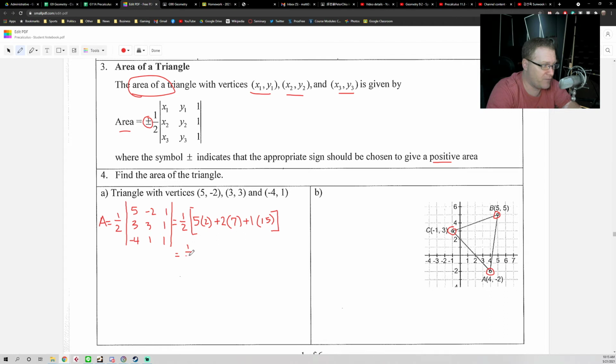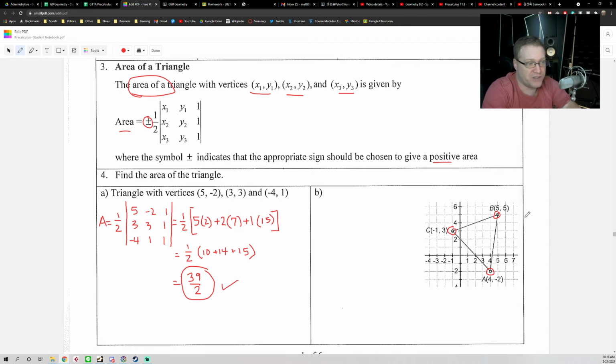We're going to have 1/2 times 10 plus 14 plus 15. Well, 10 plus 14 is 24, plus 15 is 39. 39 times 1/2 is going to be 39 over 2. Now, let's go back to our plus or minus, but this is already positive, so we're just going to keep positive in front of it. So it turns out that our area is 39 over 2. Done. And that's it.